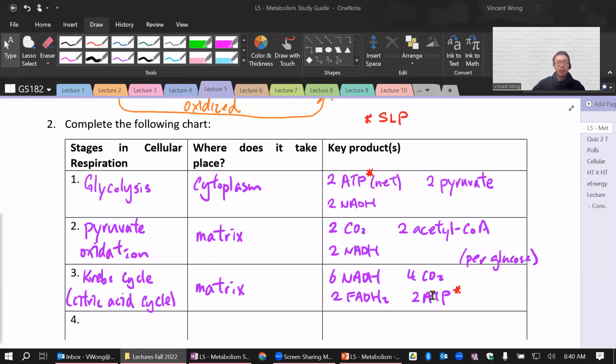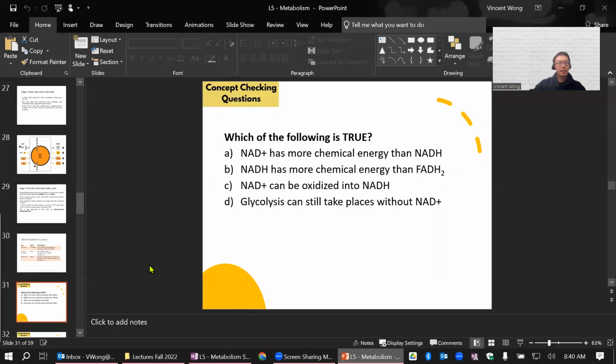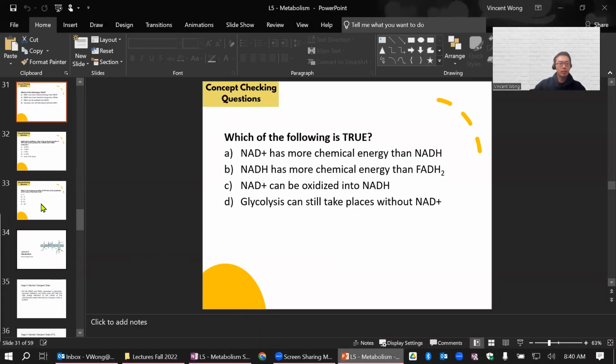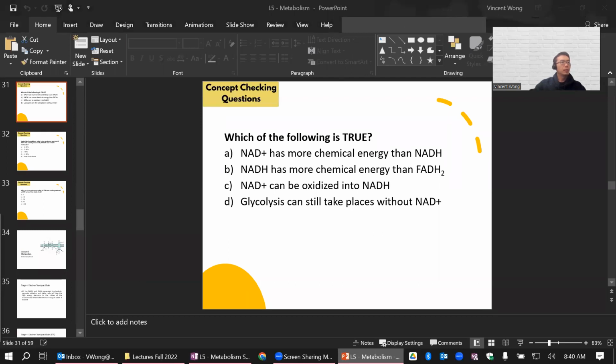All right. We also talk about the difference between NADH and FADH2, right? Which one has more energy? Which one can make more ATP? NADH. That's right. Each NADH carries enough energy to make 3 ATP, whereas each FADH2 can only carry enough energy to make 2 ATP, right? Having said that, let's try a few poll questions here and see how it goes.